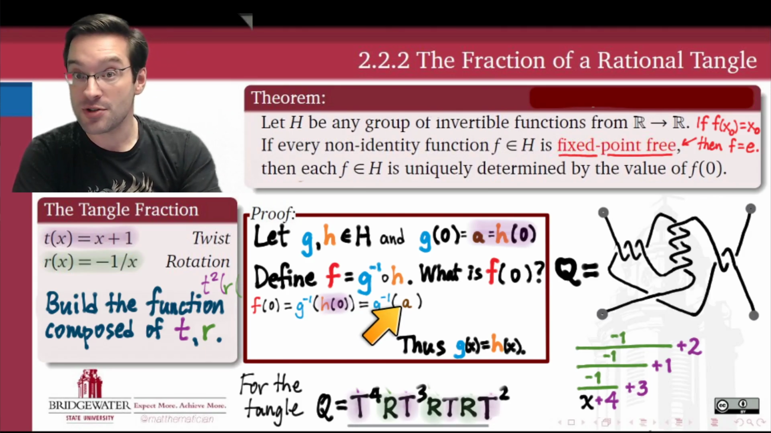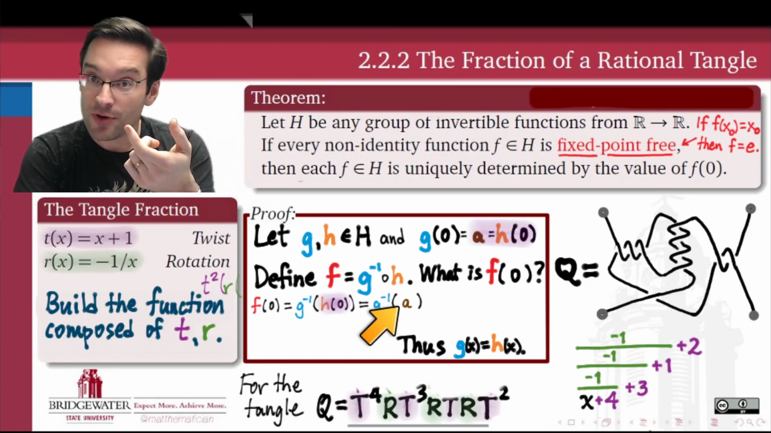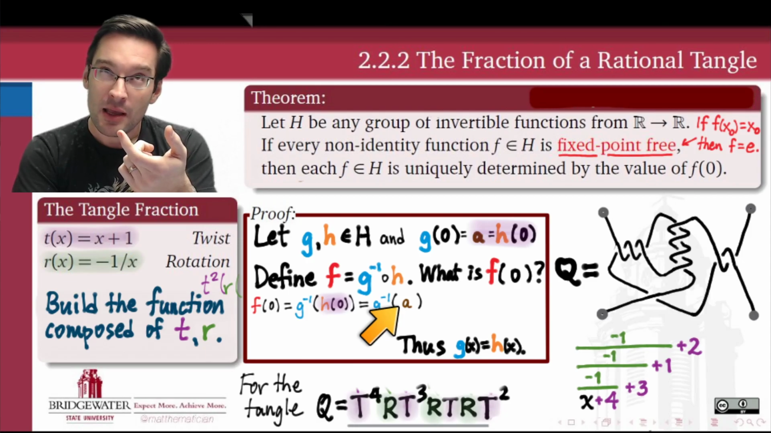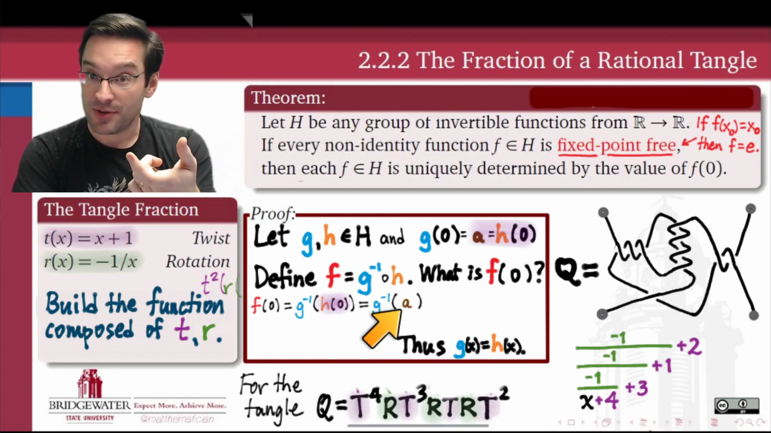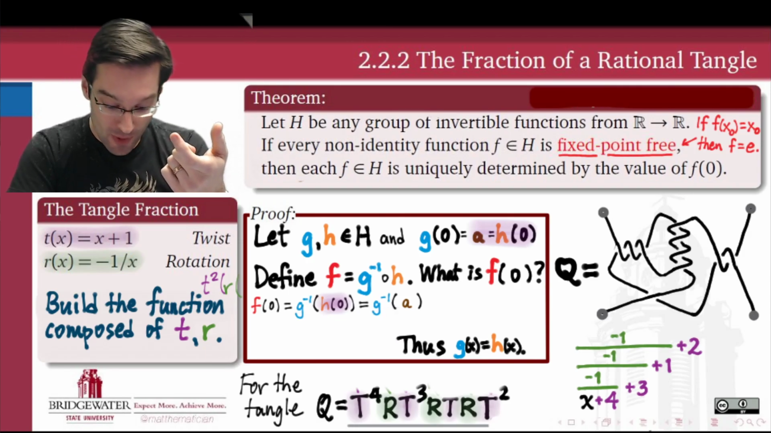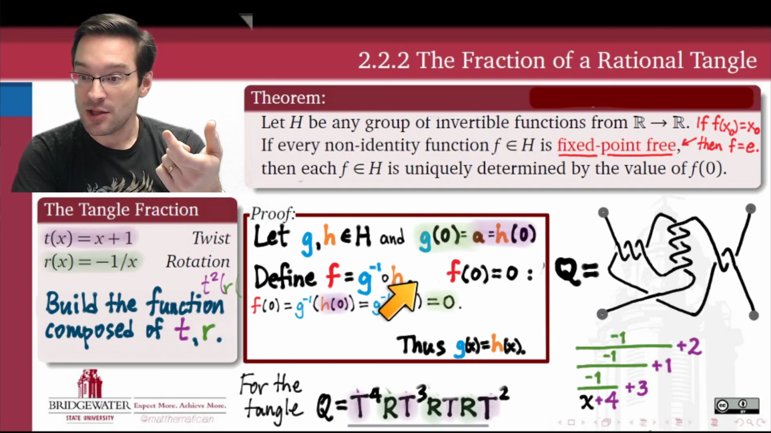Remember how inverse functions work. Inverse functions reverse the roles of input and output. So g inverse of a is an input which produces an output of a from the g function. Well, we happen to know that g of 0 is equal to a, and since g was an invertible function, that means g inverse of a would be equal to 0.